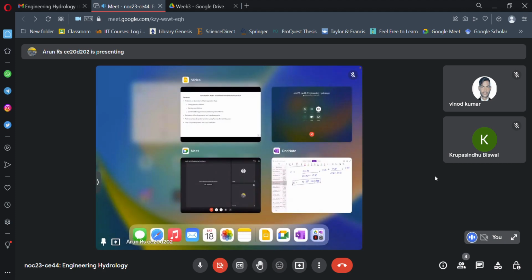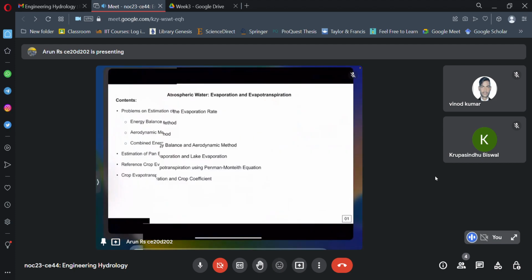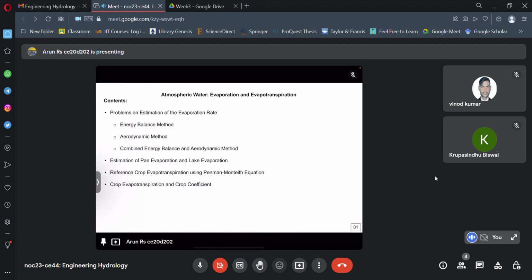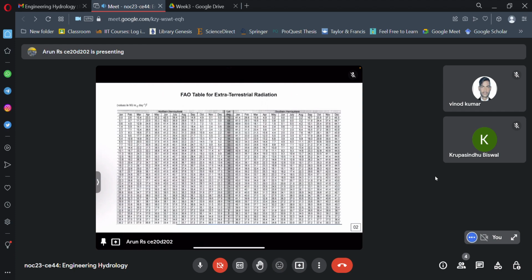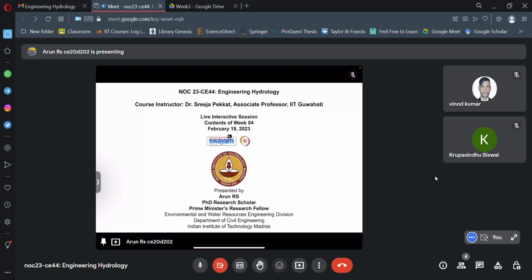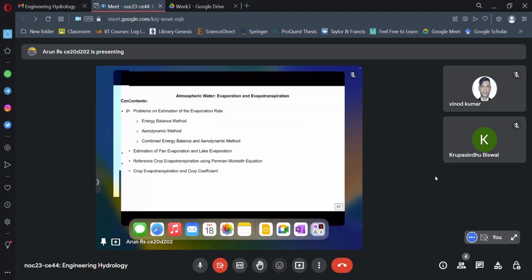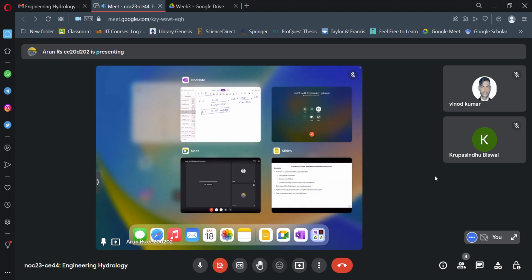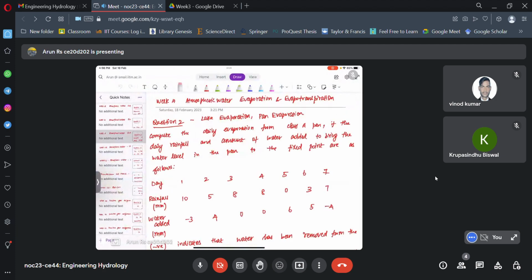So this marks the end of the first question. So for the second question, we will see the estimation of the pan evaporation and lake evaporation. Your second question is something like this.